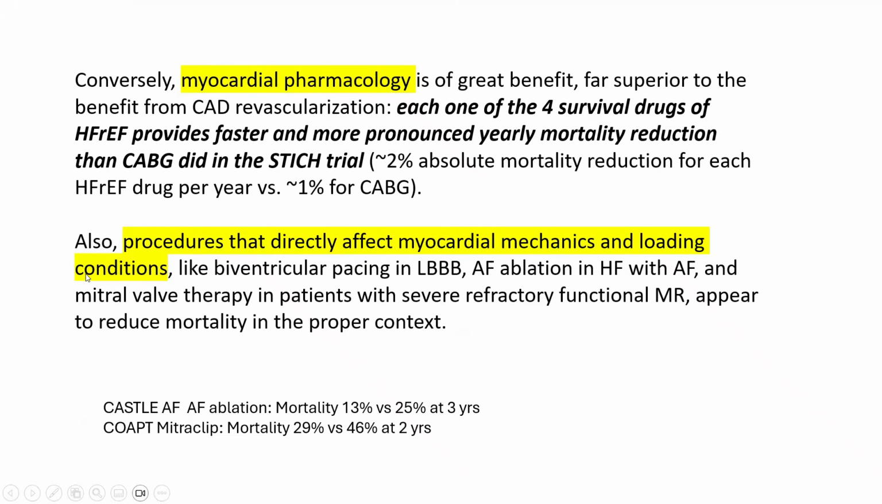1% for CABG. Also, procedures that directly affect myocardial mechanics, loading conditions and electrical conditions, like biventricular pacing in left bundle branch block, AFib ablation in heart failure with AFib, and mitral valve therapy in patients with severe refractory functional MR, appear to reduce mortality much more dramatically than revascularization in the proper context. And look here, in CASTLE-AF, AFib ablation reduced mortality from 25 to 13% at 3 years. In COAPT, MitraClip reduced mortality from 46 to 29% at 2 years.